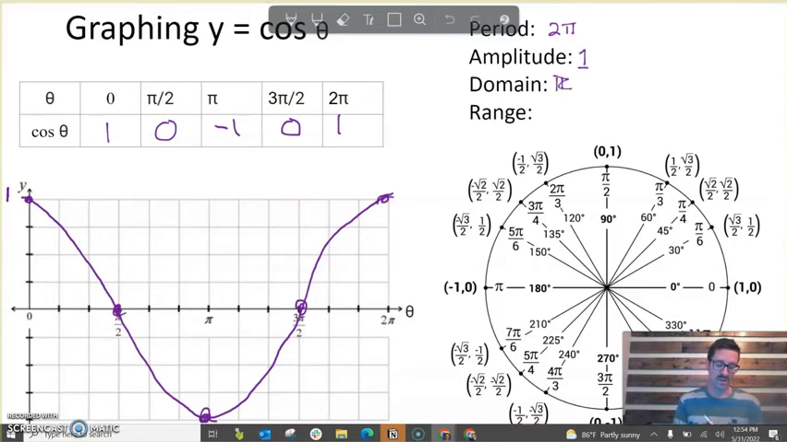Our domain is still going to be all real numbers because this graph could keep going. It's periodic. It could keep going forever to the left and forever to the right. And then our range is from negative 1 to positive 1.